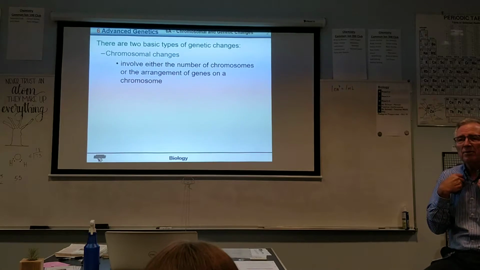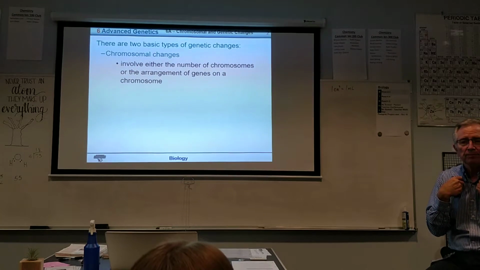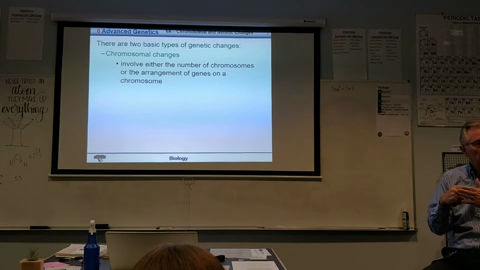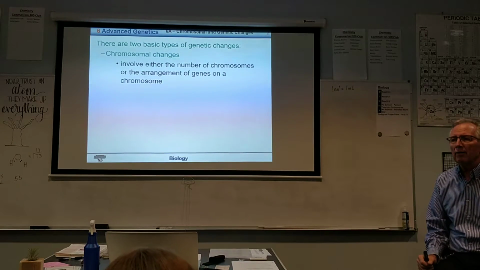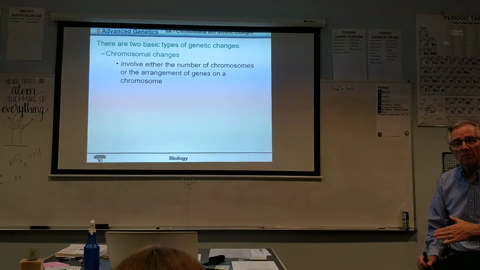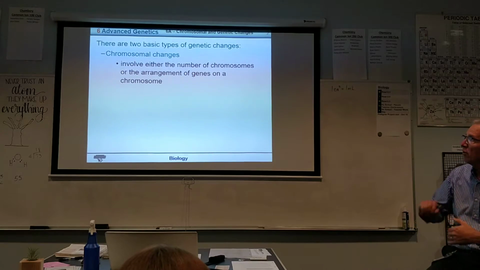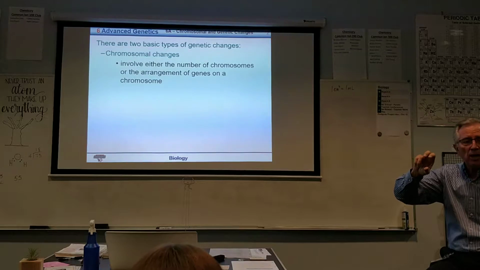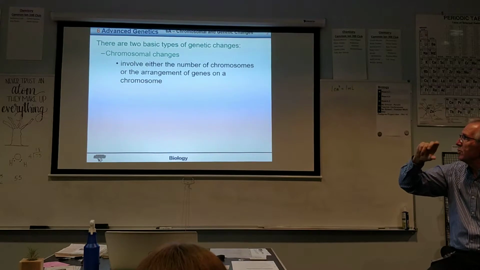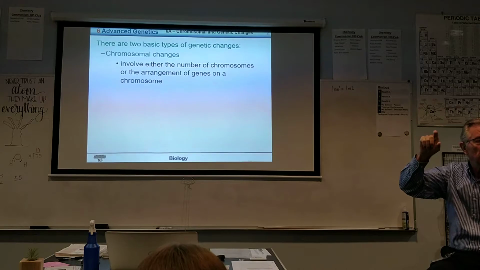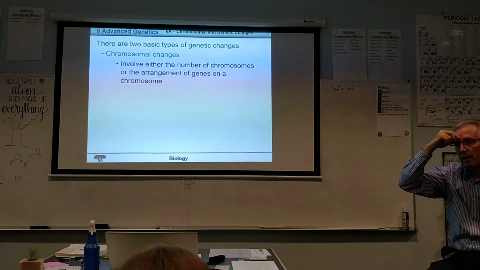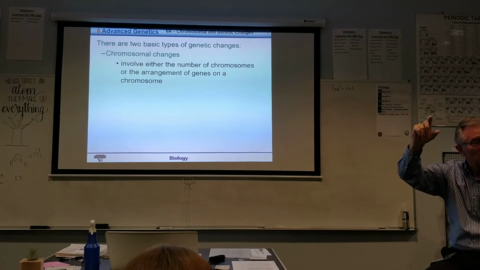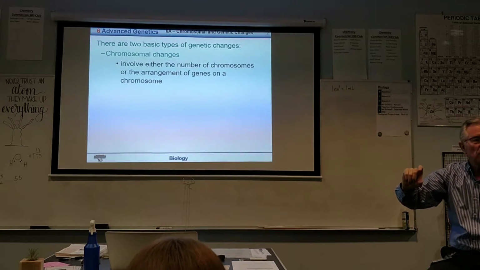So we as humans have how many chromosomes? 46, okay? We have 46 chromosomes. So anything that would change that, where we'd have a different number of chromosomes than 46, would be called a chromosomal change. Another change would be the genes that are in the chromosome. Maybe they're in a new location, maybe they were in the middle of the chromosome, and now they're found toward the end or something like that.